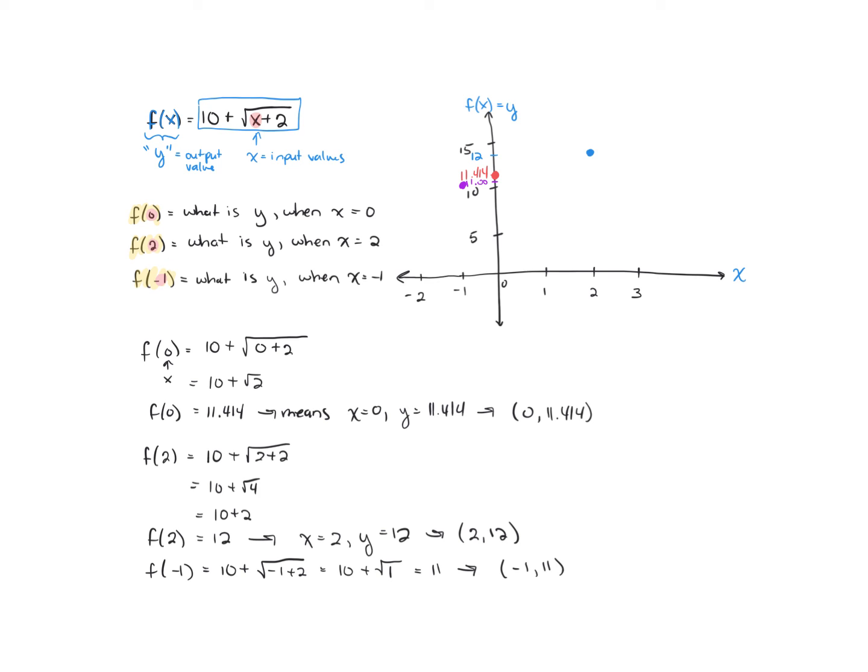If we started to evaluate more and more points, eventually we'll get more and more points, and then we can actually graph the function and see what it looks like. As we evaluate more x values in the equation, we'll get more y values, meaning we'll get more and more points. And if we connect all those points, we'll actually see the graph of this equation. So I hope that helps.